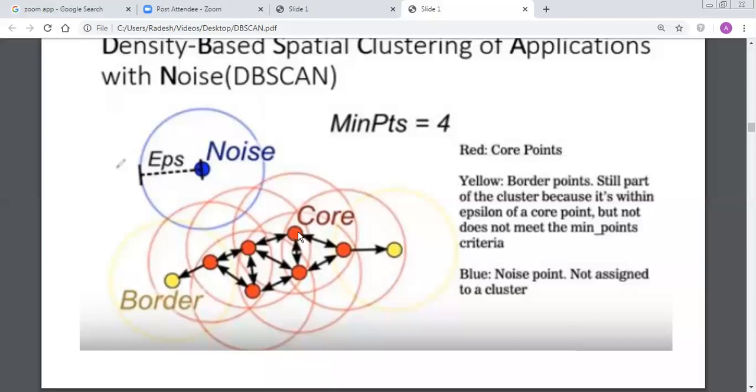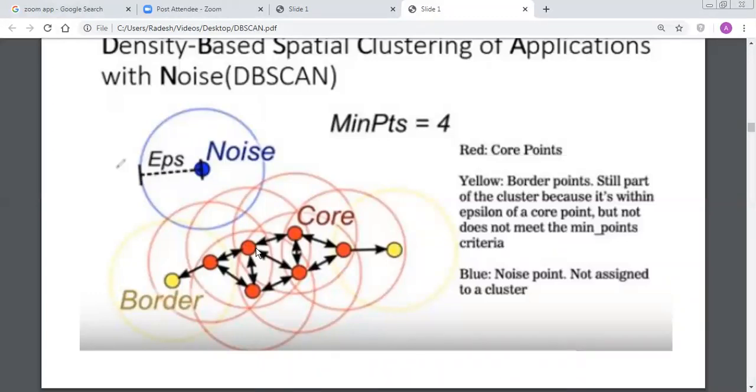Let us take this particular point and assume it as a core point. So what is the minimum point criteria? It is 4. Once you draw a circle around this data point, it should have a minimum of 4 points in it. If you take this one as the core point, the points in it, including this point, are 1, second, third, and fourth. So in this circle it has 4 points, so we call it the core point.